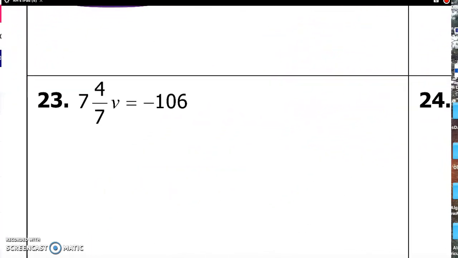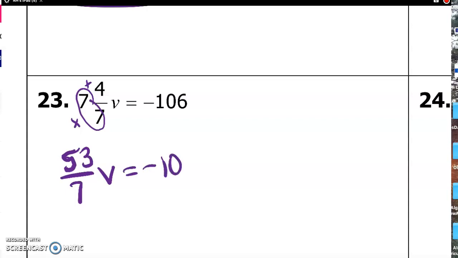When you need to get rid of a mixed number, you need to change it to an improper fraction first. So in order to do that, you take the front number times the bottom number, and then you add the top number. So 7 times 7 plus 4 gives me 53, and don't forget it still goes over that bottom 7. So 7 times 7 is 49, plus 4 gives me 53. It has to stay over 7, and then the V equals negative 106.